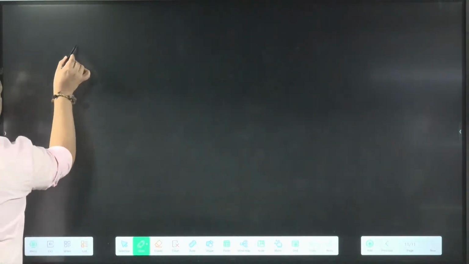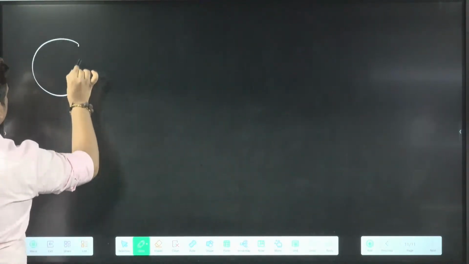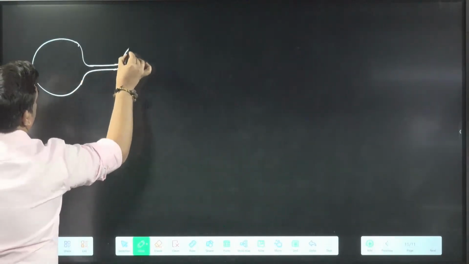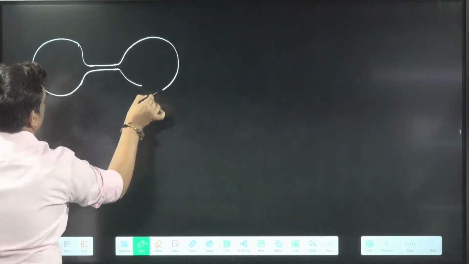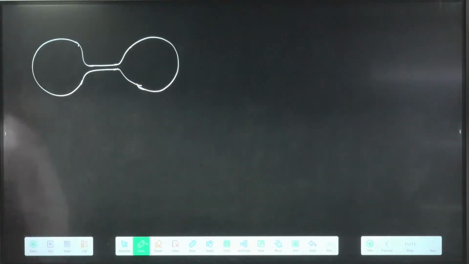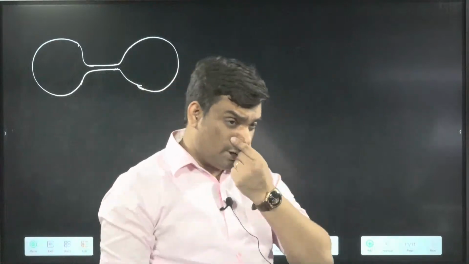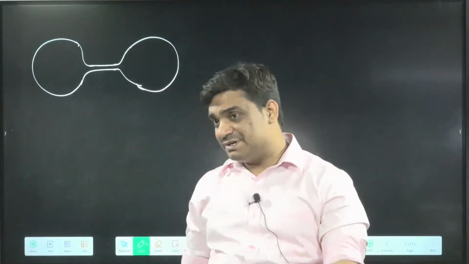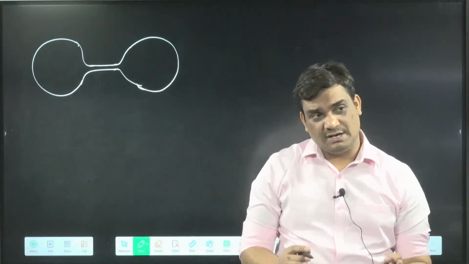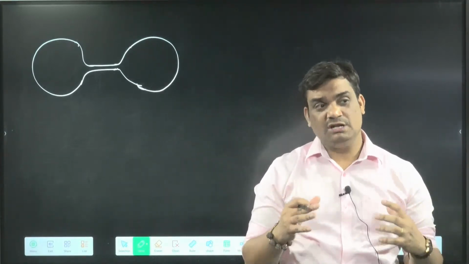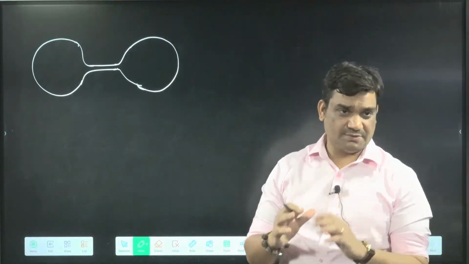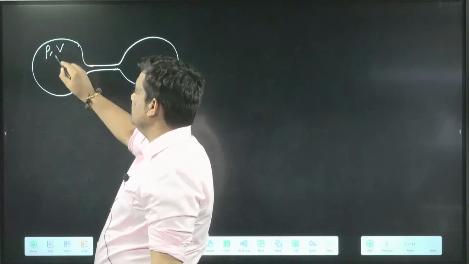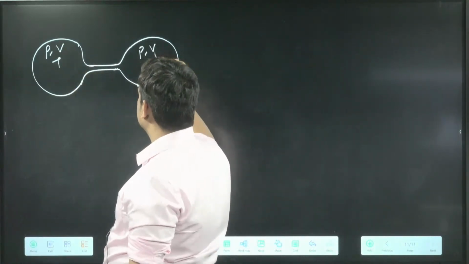So, two identical bulbs. In bracket you can write P comma V comma T. It means pressure, volume and temperature, PVT. Two identical bulbs. Pressure is P, volume is V, temperature is T. Two identical bulbs, PVT, and here also PVT.